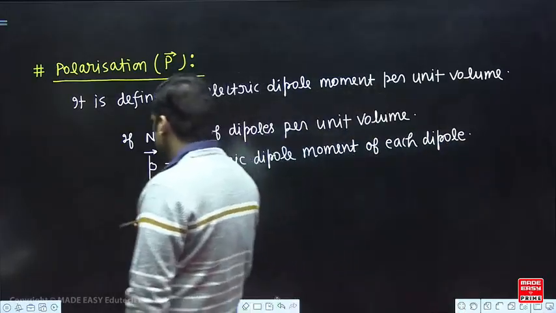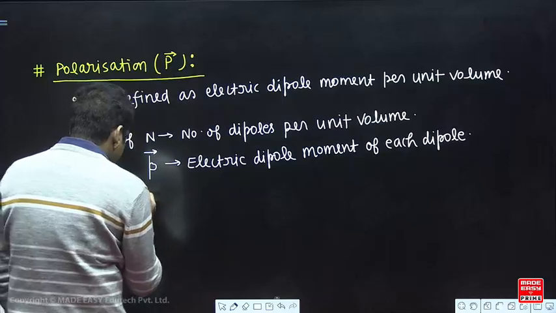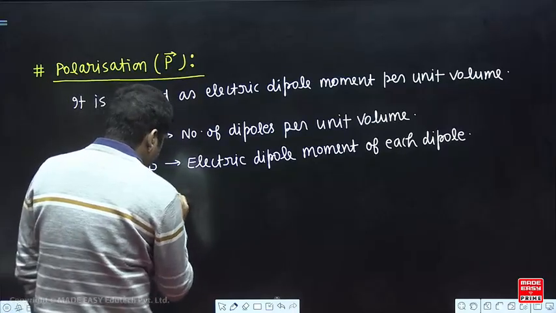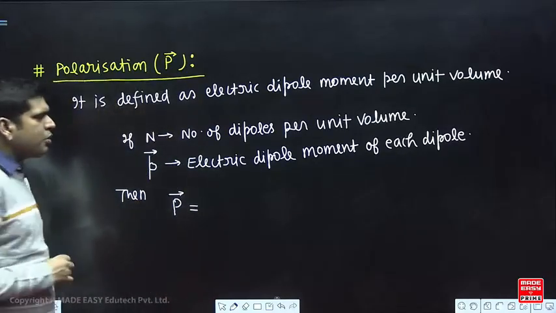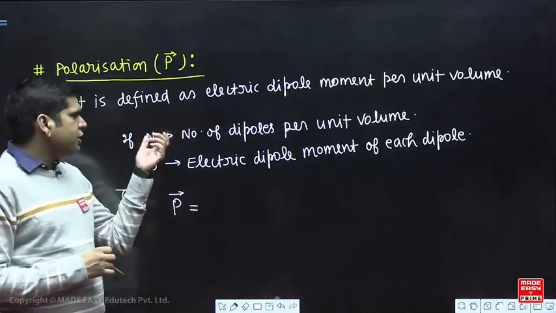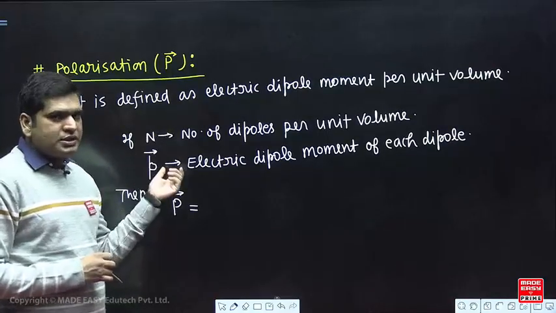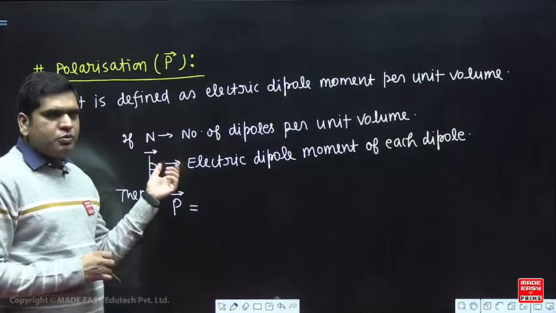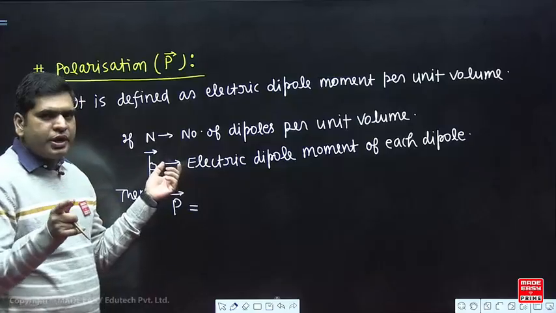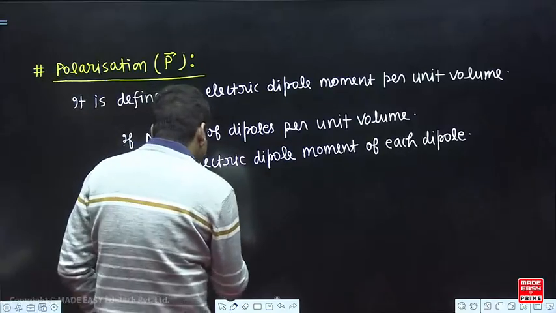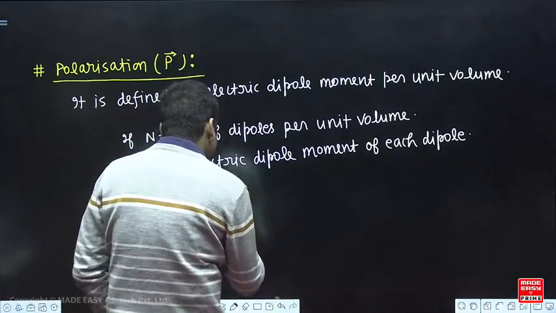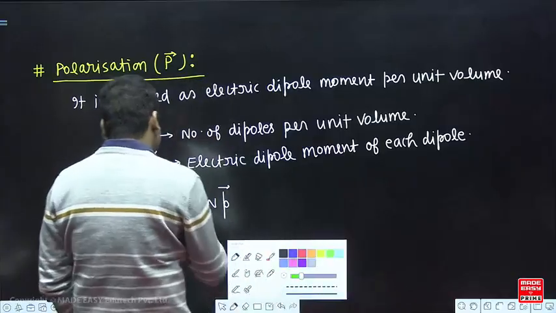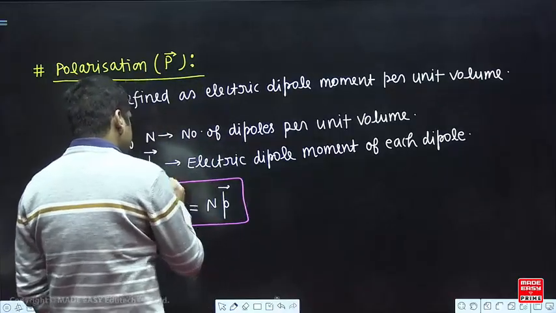Then capital P is the electric dipole moment per unit volume. So in unit volume there are n dipoles, each having p dipole moment. So p plus p plus p up to n times. It means what? It is n into small p. This is the average electric dipole moment per unit volume.